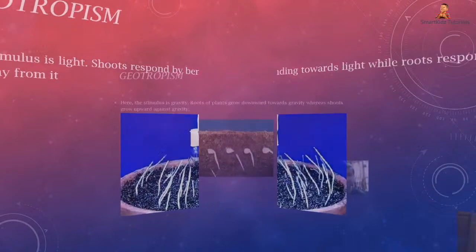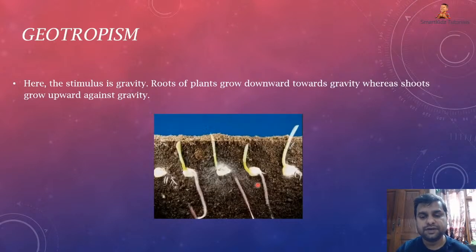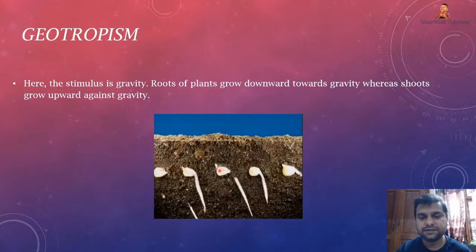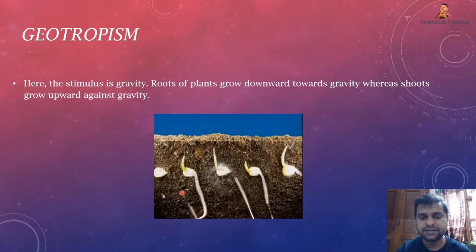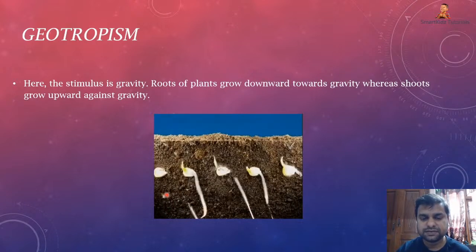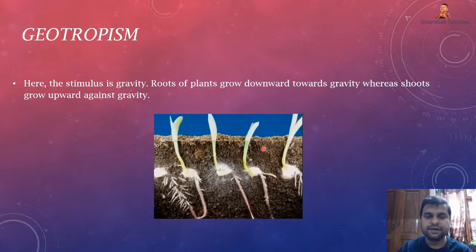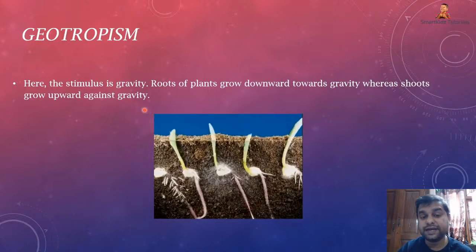Next is geotropism. Here the stimulus is gravity. Have a look at this. The leaves and the future stem are growing towards the light, but then you have these roots which are growing more and more. You see these veins coming out from the roots. These are the roots, and they are growing towards gravity. Roots of plants grow downwards towards gravity, whereas shoots grow upward against gravity.